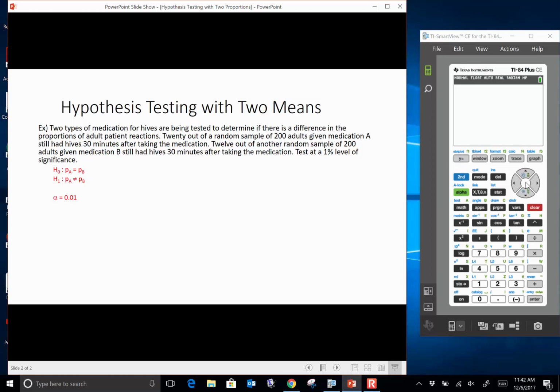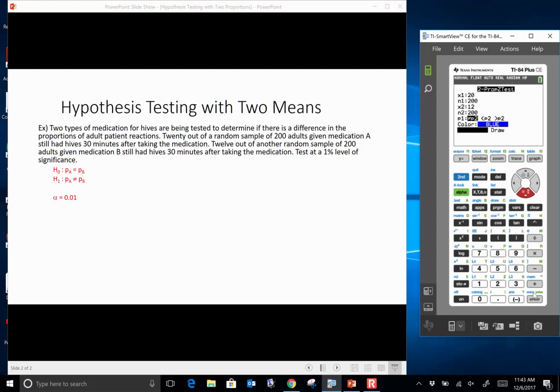Now let's go ahead and calculate the test statistic using our calculator. So we're going to go to Stat, Tests, and we're going to use the 2-prop z-test, which is number 6. All right, so x1, they told us for medication A was that 20 out of 200 still had hives. And medication B, it was 12 out of 200.